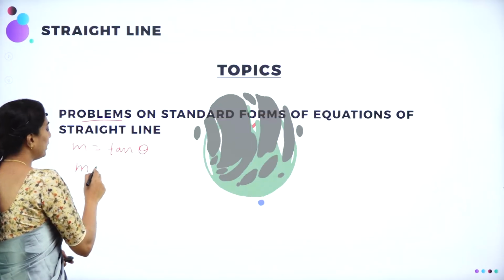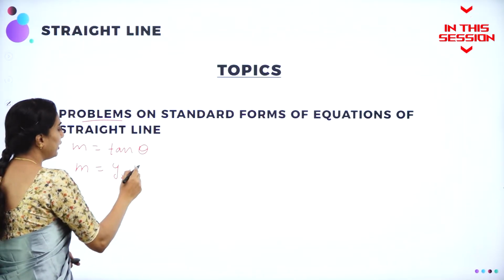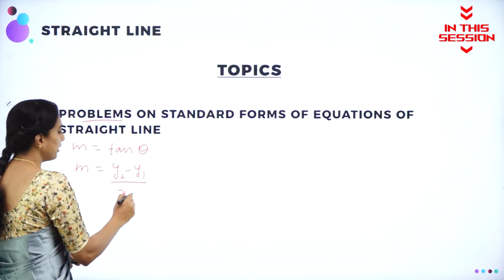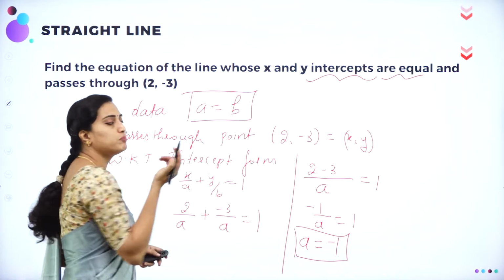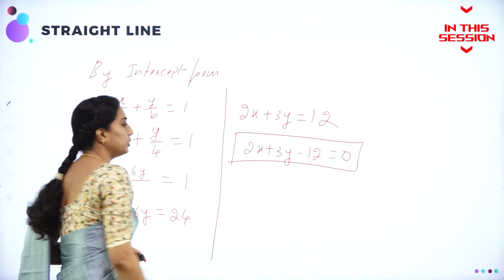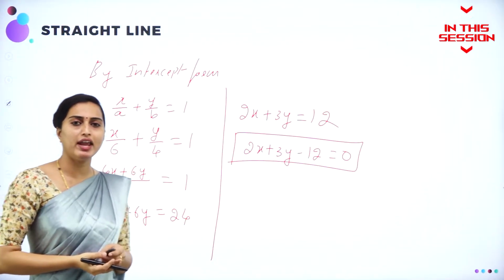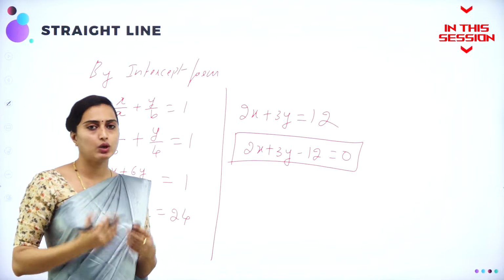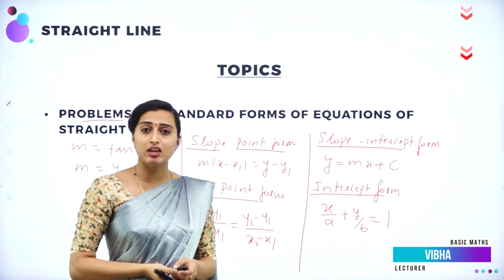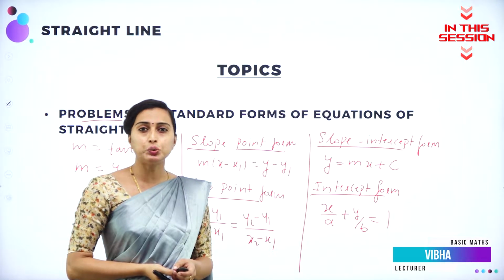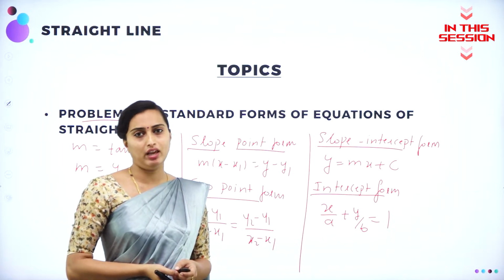Slope of a line joining 2 points is m is equal to y2 minus y1 divided by x2 minus x1. If a is equal to minus 1, b is also minus 1 because b is equal to a. This is what the equation of a line which is in the form of ax plus by plus c equal to 0. Equation of a line which is parallel to the x-axis is given by y is equal to k or y is equal to a.